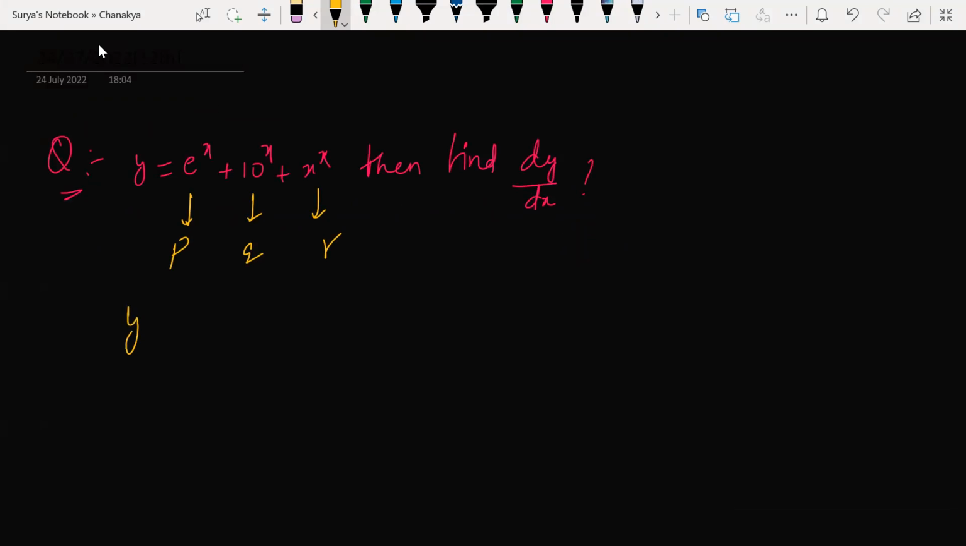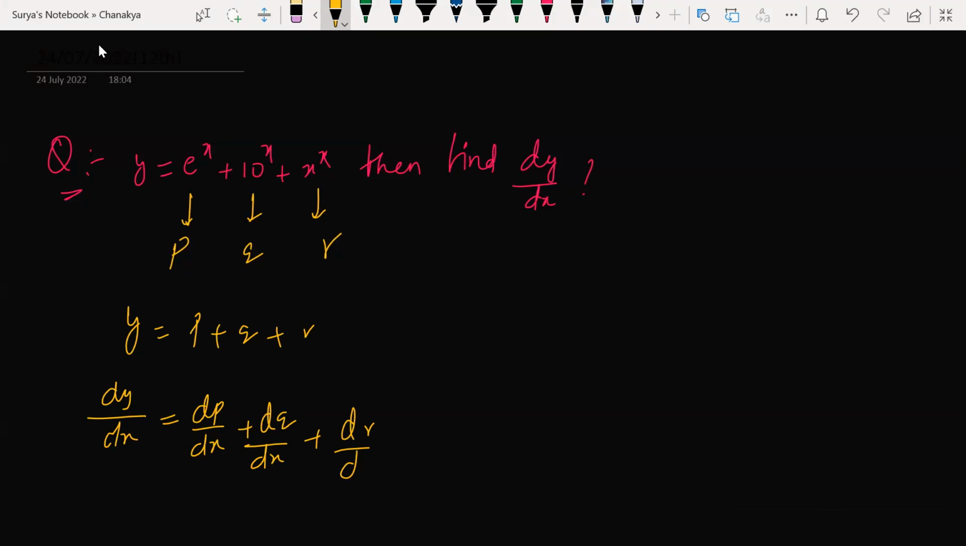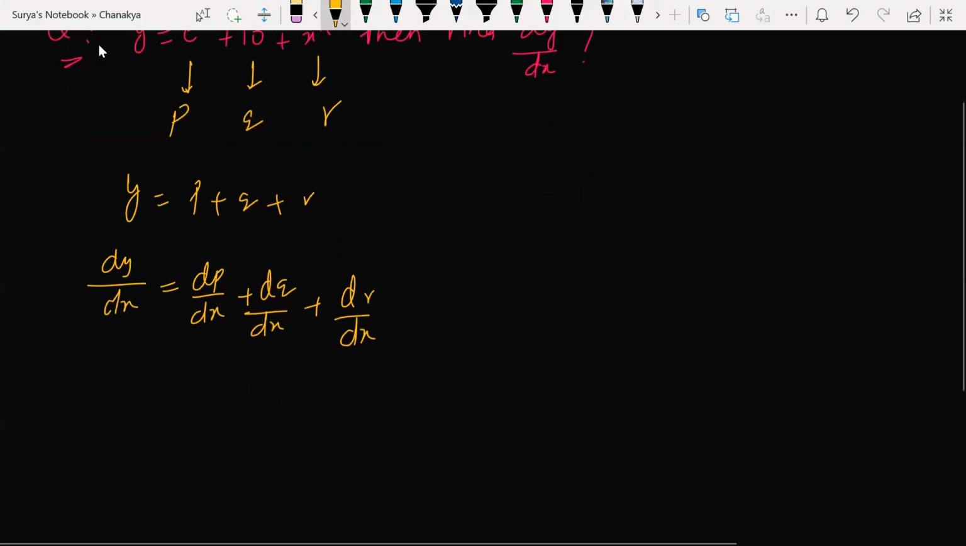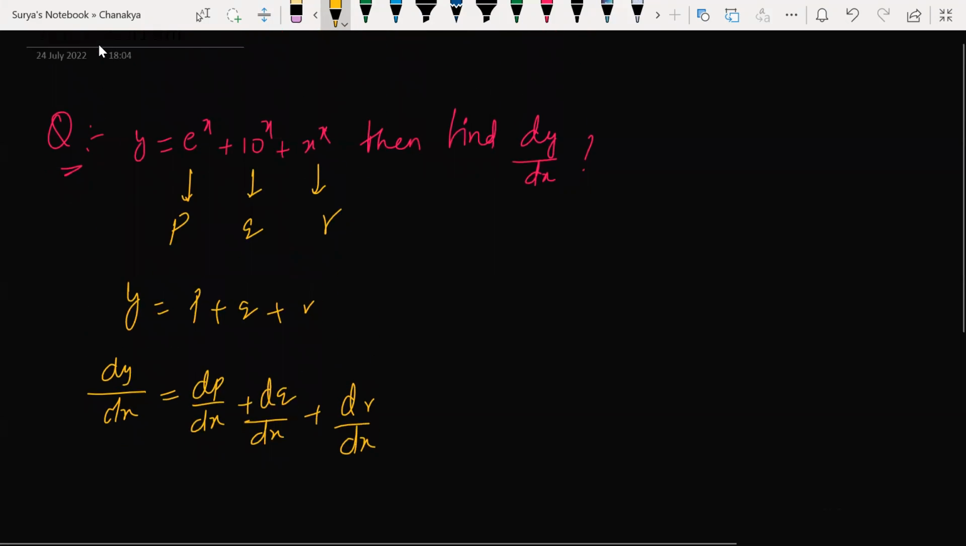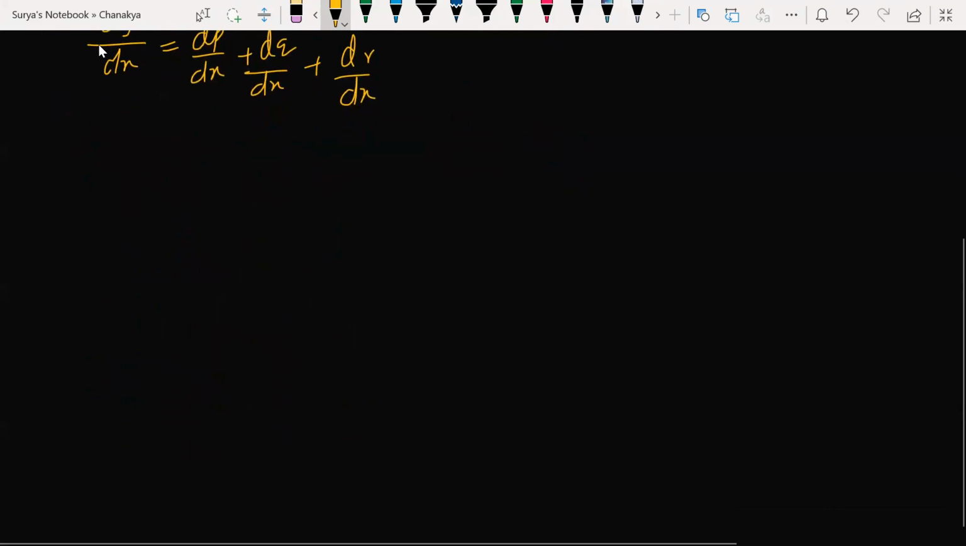So y is equal to what? p plus q plus r. Now you have to differentiate with respect to x. So dp by dx plus dq by dx plus dr by dx. All right. So first we'll talk about e power of x and 10 power of x, right?